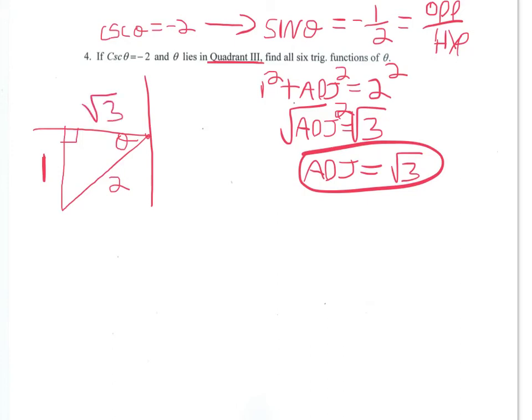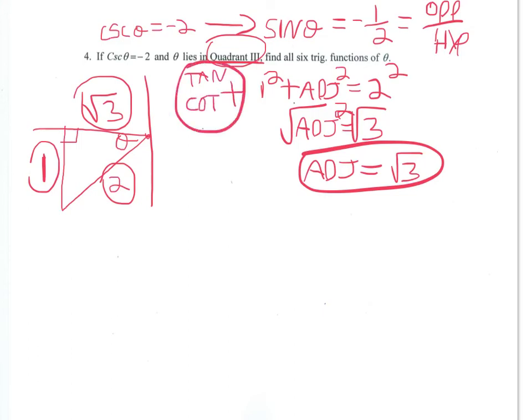And here's the one thing to remember. Quadrant 3, even though I didn't put negatives in here, I still have to remember that every trig function in quadrant 3 is going to be negative except for tangent and cotangent. These are the only ones that are going to be positive. So let's just remember that. Okay, and then if I set it up, 1's the opposite side, 2's the hypotenuse, root 3 is the adjacent side.